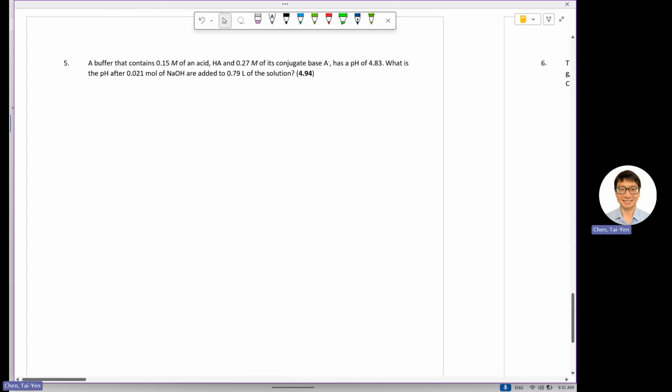Okay, so now look at this. A buffer contains 0.1 N of an acid HA and 0.27 N of conjugate base A minus. It has a pH of 4.83. But what is the pH after you add in 0.021 mole of NaOH? Let's say the overall solution in the beginning is 0.79. A very, very lengthy description.